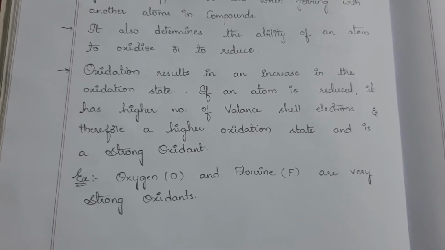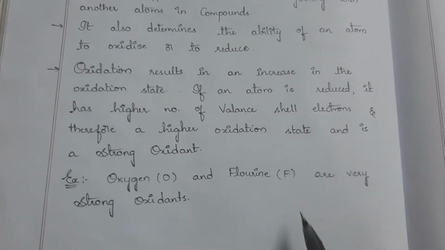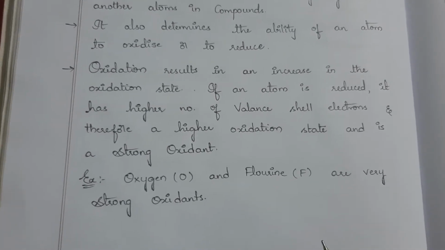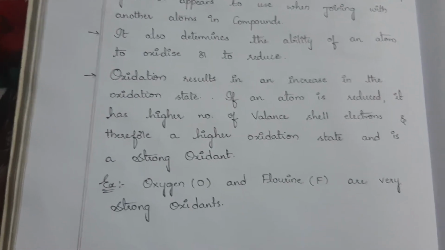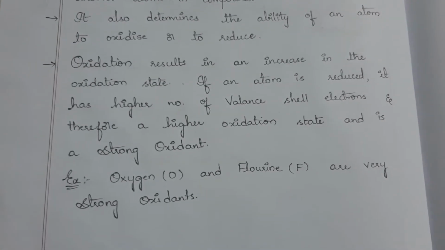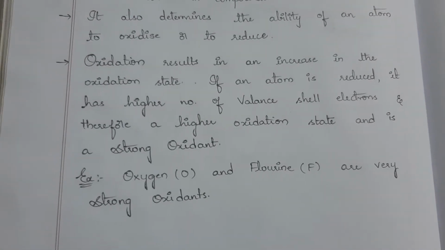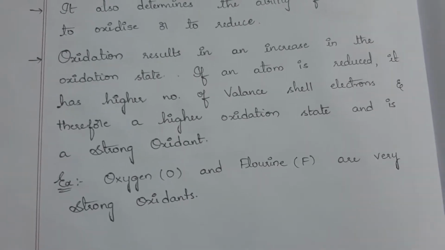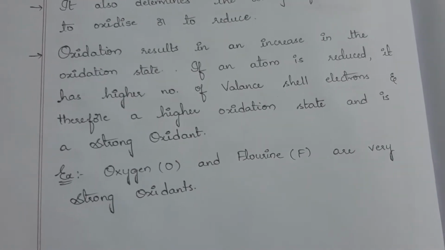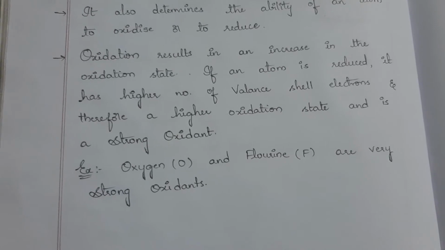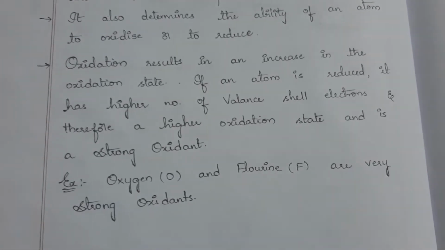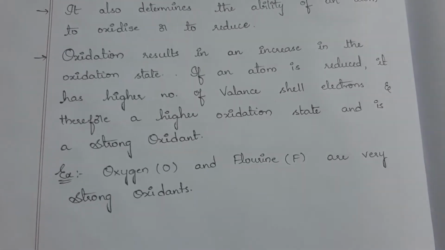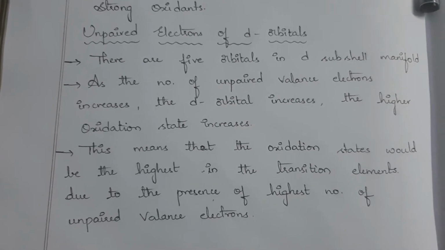Halogens have high electronegativity and fluorine is the most electronegative. So forming F minus is the most energetically favorable of the standard reactions. This makes fluorine the most powerful oxidizing agent. And coming to oxygen, it is a very strong oxidant because it accepts electrons into the empty spaces in its valency shell, unpaired electrons of d orbitals.